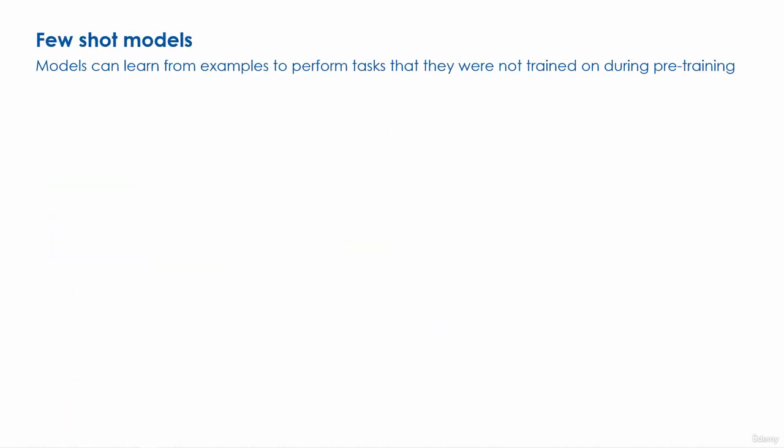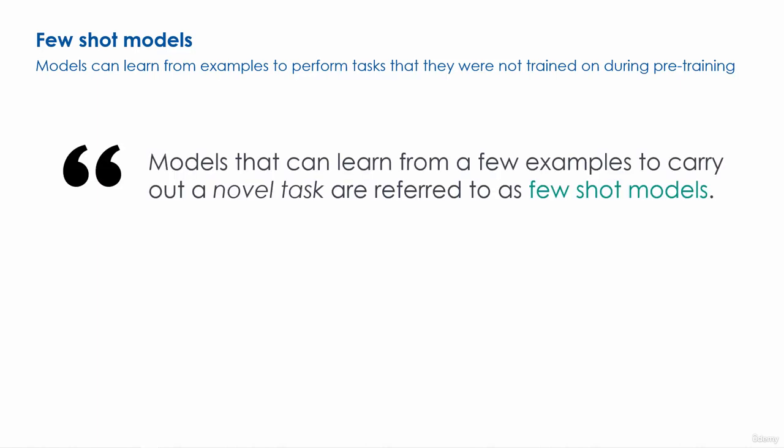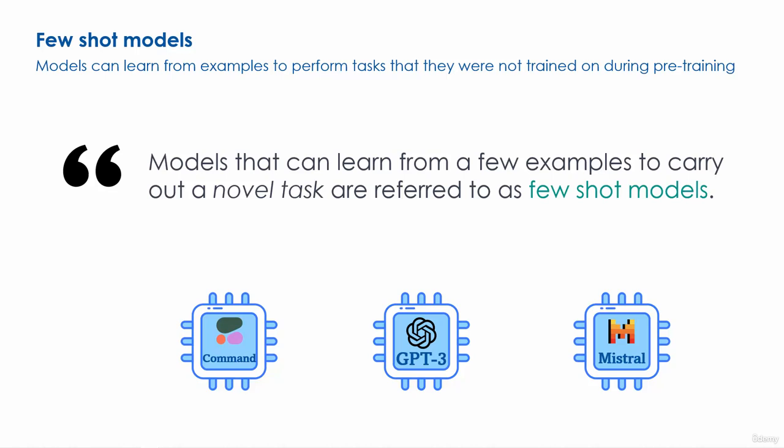Not all models can learn from examples. The models that can learn from examples are referred to as few-shot learners or few-shot models. These models can learn from a few examples to carry out a novel task. The term novel task here refers to a task that the model was not explicitly trained on during the pre-training phase. Here are a few examples of such models. Cohere Command, GPT-3, and Mistral AI 7 billion parameter models are just a few examples of an ever-growing list of few-shot models.